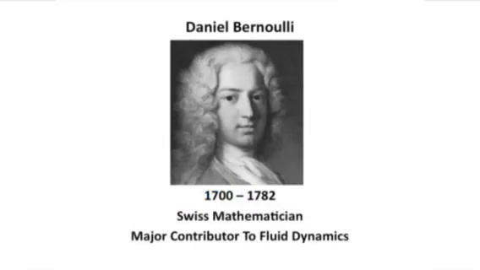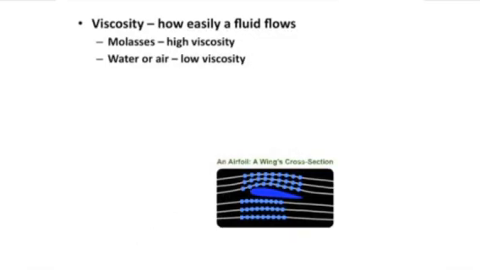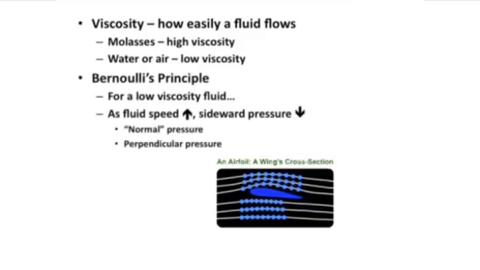Daniel Bernoulli is a Swiss mathematician and scientist who lived in the 18th century, and Bernoulli made major contributions to fluid dynamics. Bernoulli was interested in viscosity and how easily fluids can flow around an object. Now, molasses is something that would be a good example of a high viscosity liquid. Water and air are relatively low viscosity fluids.